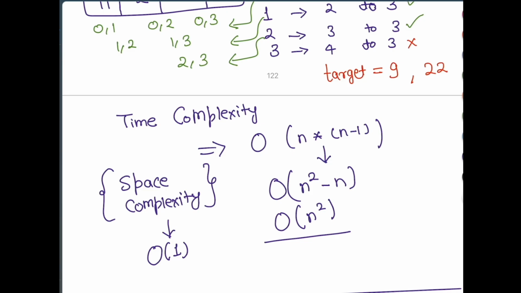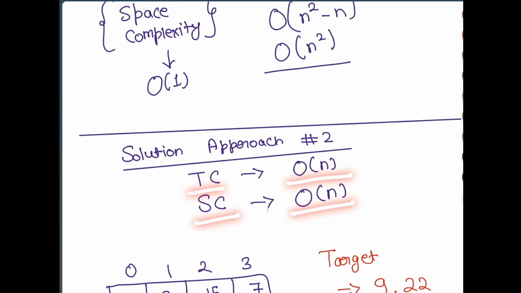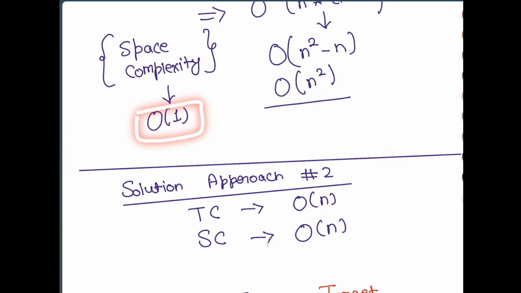So the second approach is a different approach. In this particular approach, the time complexity is going to be O of n and the space complexity is going to be O of n. Now here you will see that the time complexity is really good. It's reduced from n square to O of n, but the space complexity is increased from O of 1 to O of n, which is fine because this process involves using some extra spaces.